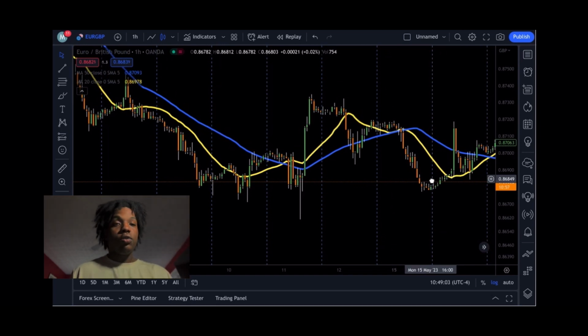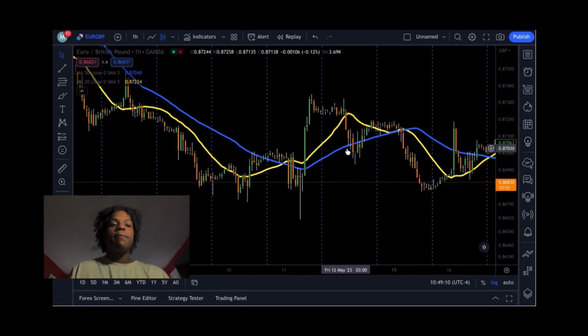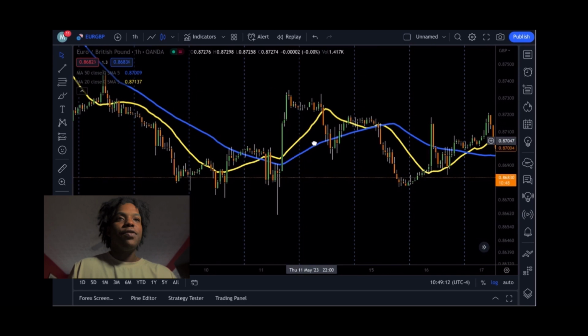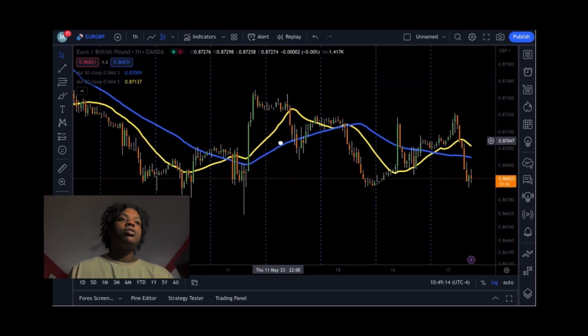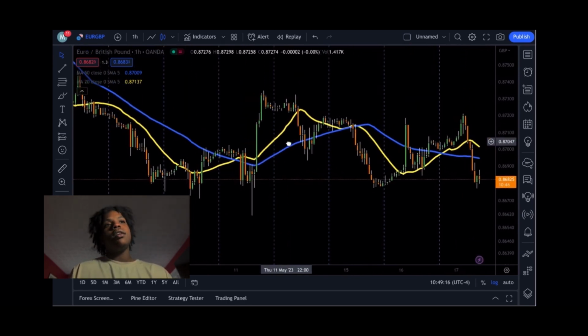So you can see that my chart pretty much has nothing on it, and this is all you need, guys. You don't need all them Bollinger Bands, you don't need all them RSIs, Fibonacci, like you don't need all that extra stuff, right? We can still find a good trade without having to use all those extra indicators. You see what I'm saying?